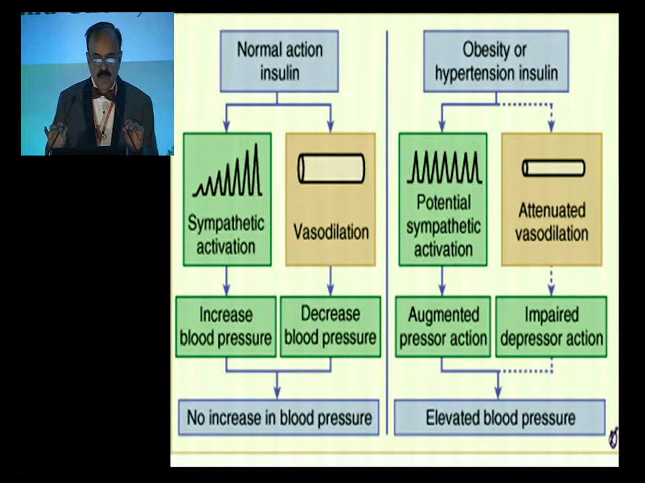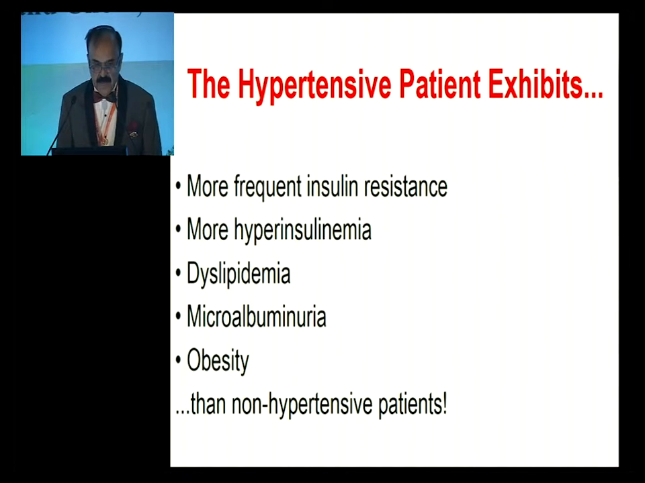Of course, with normal insulin action, there is a balance between sympathetic activation and vasodilatation, so there is no increase in pressure. In obesity or hypertension with insulin resistance, there is potential sympathetic activation and attenuated vasodilatation. Because the balance is not there, there is elevated blood pressure. The hypertensive patient usually exhibits more frequent insulin resistance, more hyperinsulinemia, dyslipidemia, microalbuminuria, and obesity than non-hypertensive patients.